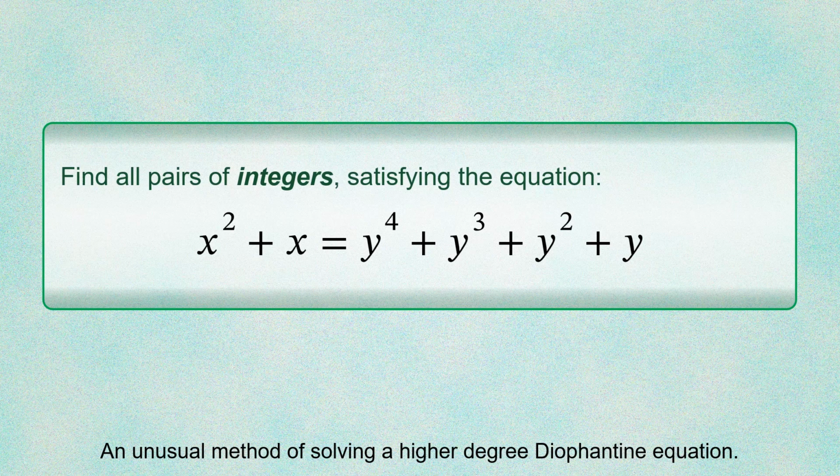Please welcome an equation that has to be solved for integer values of x and y. Such an equation is called a Diophantine equation. There are standard methods of solving a linear Diophantine equation, where both x and y have degree 1. A linear Diophantine equation typically has an infinite number of solutions involving a parameter.